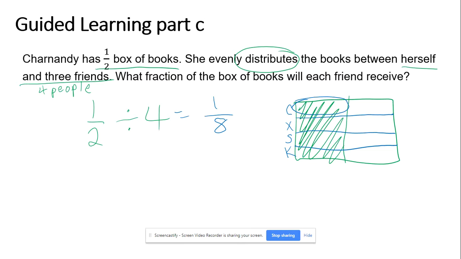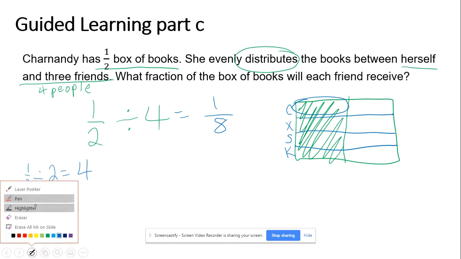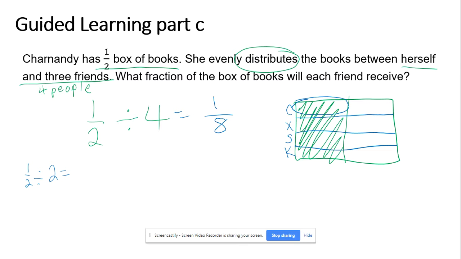Now I want to show you a little trick. We started with 1/2, and you don't have to write this down, just watch. 1/2 divided by 2, we said was 1/4. Oh boy, let me erase that. All right, so we said that 1/2 divided by 2 was 1/4. 1/2 divided by 3 was 1/6. And 1/2 divided by 4 was 1/8. Let's see if we notice any patterns that can make this easier for us.